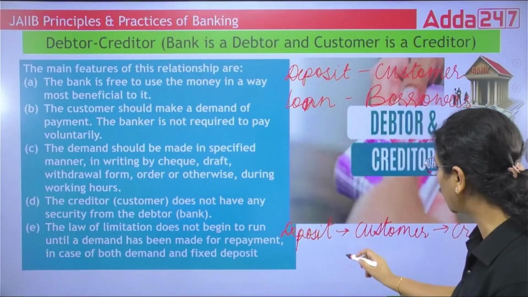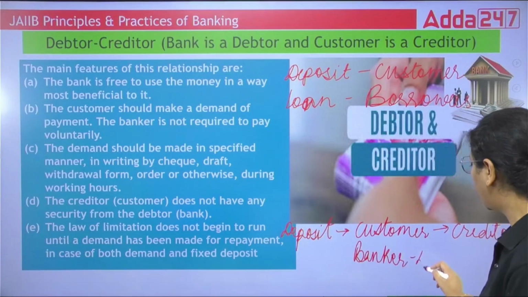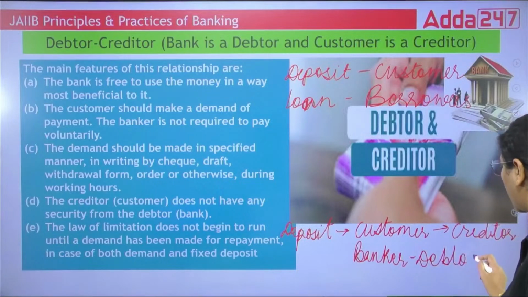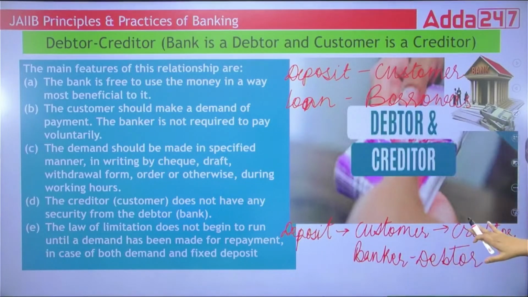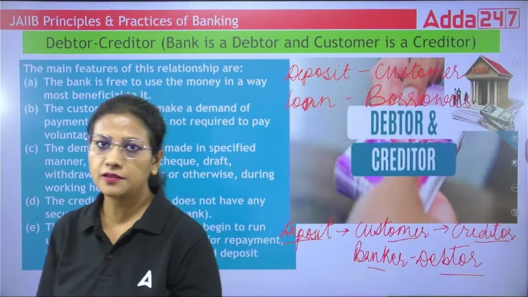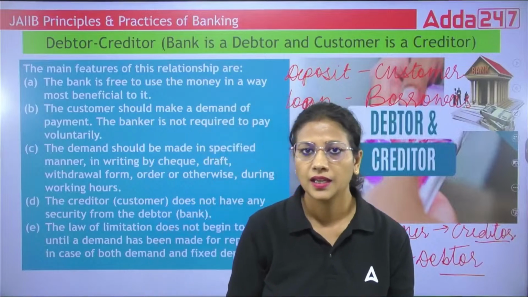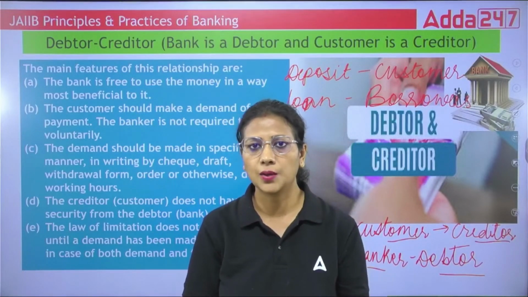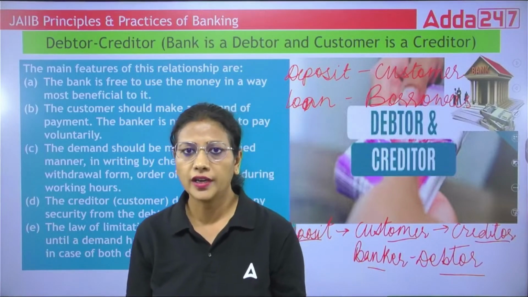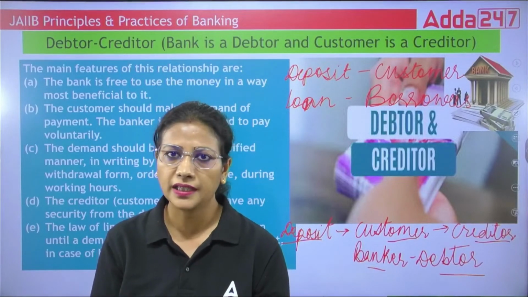In case of deposit, the banker becomes the debtor. Here, the customer is the creditor and the banker is the debtor, because it is the responsibility of the bank that under whatever terms we have taken the deposit, if he is depositing in a savings account, then the customer can withdraw it anytime they want. That is a demand deposit.